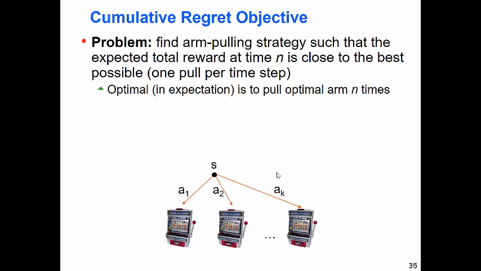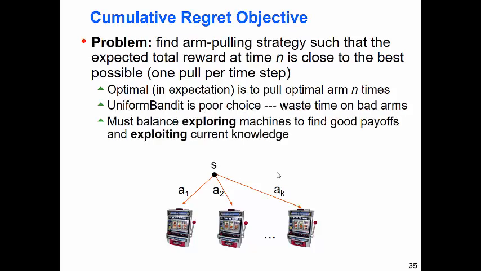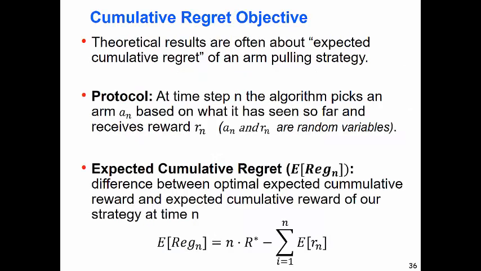Uniform is completely exploratory. It doesn't try to exploit, but for regret, we need to exploit. All right, so that's what this says. We've got to balance exploring the machines to find a good payoff, but also exploiting to eventually converge to a good payoff in the limit. So let's look at this in more detail.